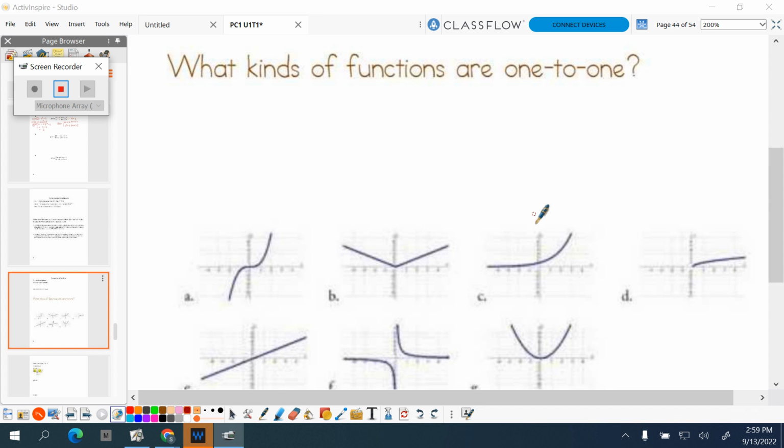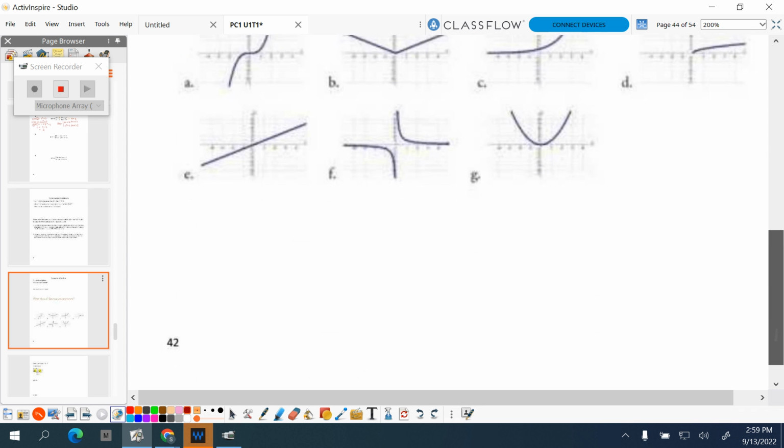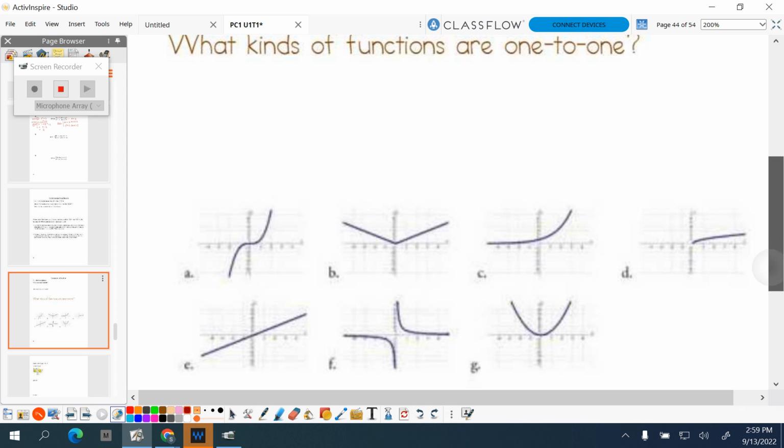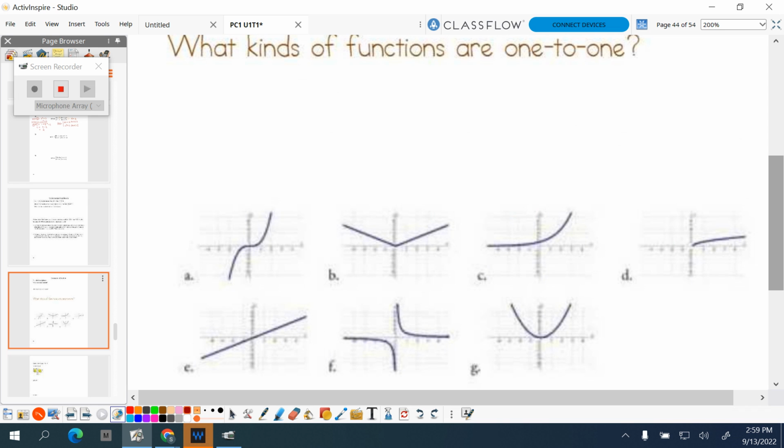Right, so we're working on one-to-one functions, and this is page number 42. So one-to-one, how do I determine one-to-one?